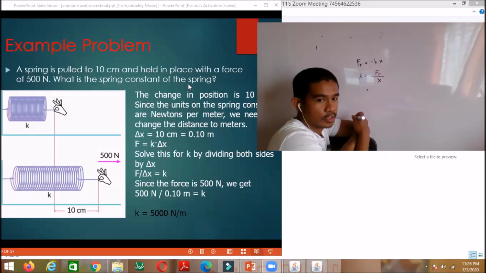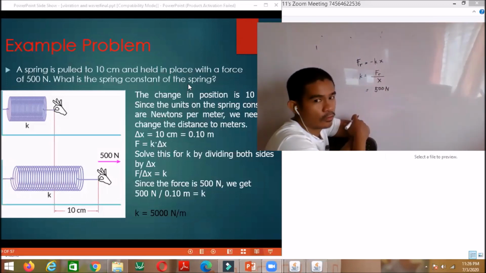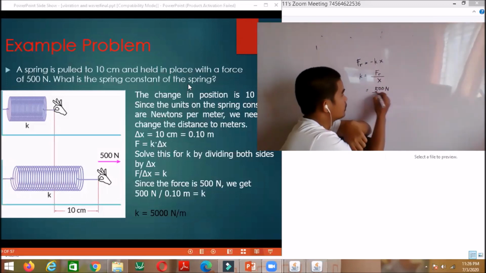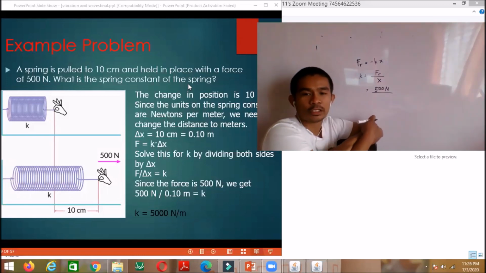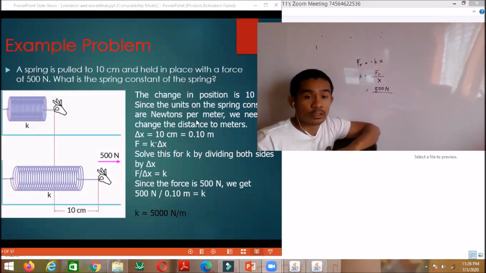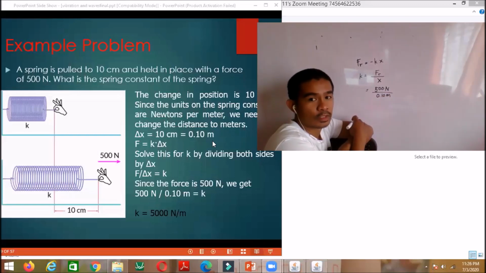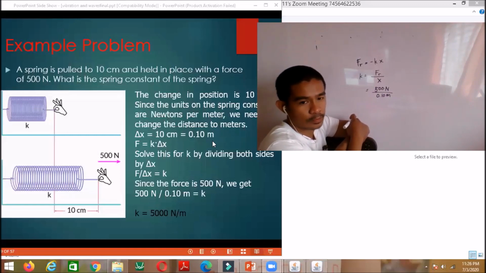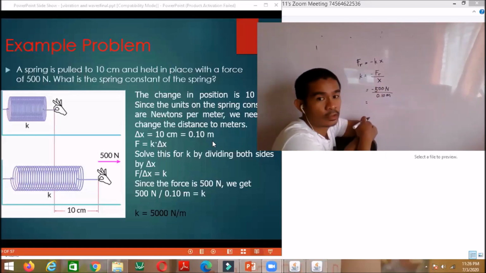So we have 500 Newton as the restoring force over the displacement X, which is 10 centimeter. So we will use the standard unit of length, which is meter. We need to convert 10 centimeter into meter, and 10 centimeter is 0.10 meters. So I'll put it here, 0.10 meters. So what is 500 over 0.10? Then put negative K here.